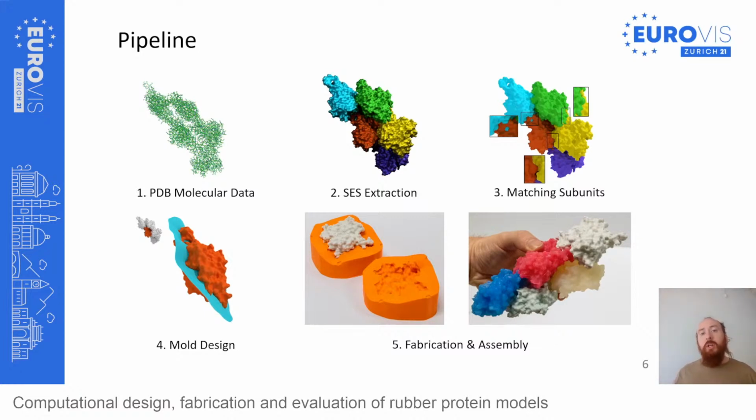Finally, once the final surfaces are ready, we automatically design a mold for the generation of every subunit involved, and with this mold design we can then go to the actual fabrication pipeline, that is: 3D print the mold, cast the molecules, and then with your monomers, with your subunits, assemble the final molecular assembly. Okay, so let's have a look at each one of these processing stages.